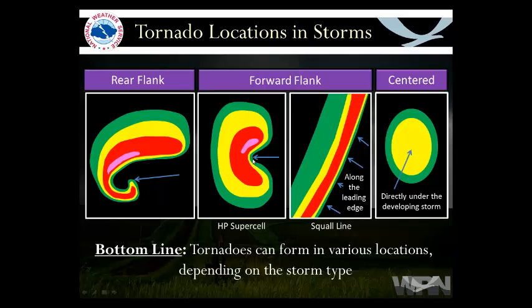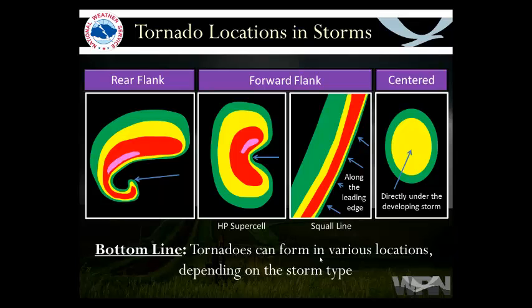They could be in the forward flank in an HP supercell. They can be in the leading edge, like in a squall line, or sometimes in a very weak storm centered directly underneath the developing storm. These often don't last long, but they can occur. So remember, the bottom line is that tornadoes can form in various locations depending on the storm type.